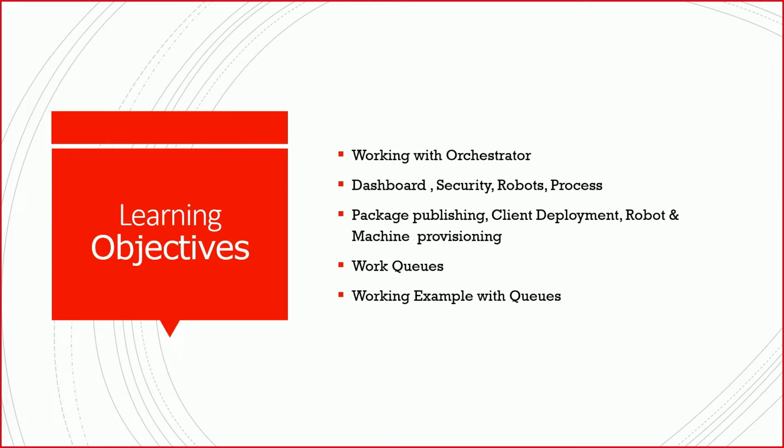We use different interchangeable terms like robots, machines, jobs, processes, those kinds of things. And then we'll discuss how to publish our automation to the Orchestrator so that we can run it in unattended mode, or schedule it to run in different time zones. We have two other topics listed here, but as I told you, we will not be covering work queues and the work example with queues. We'll cover that in a separate session, right?